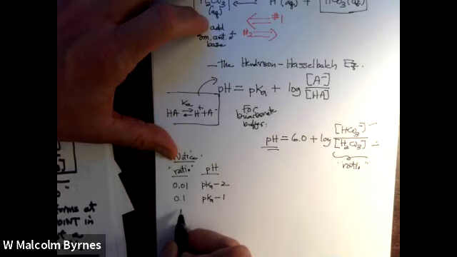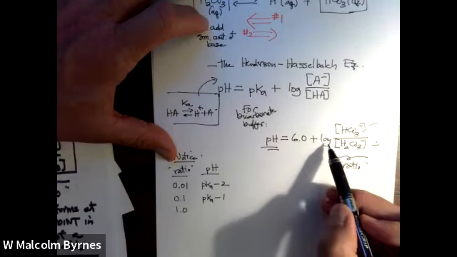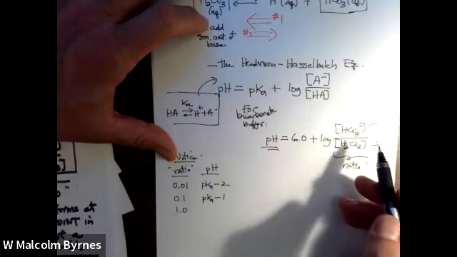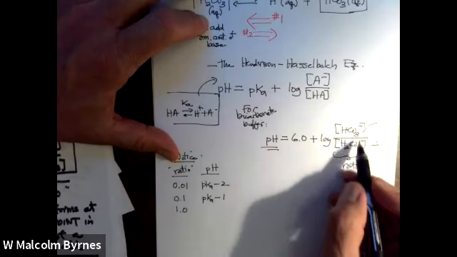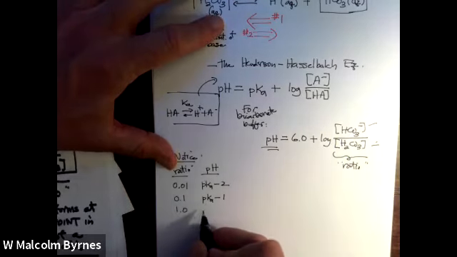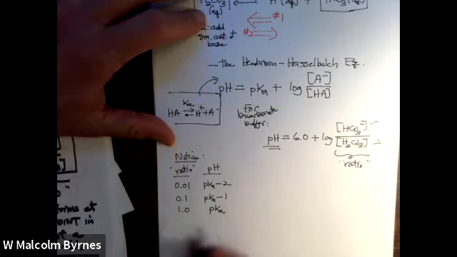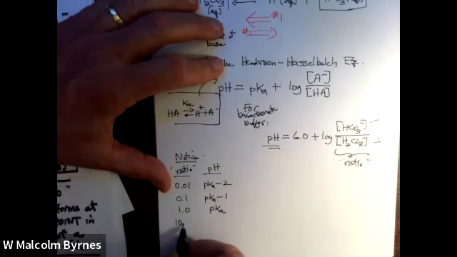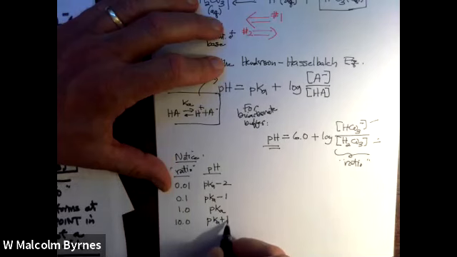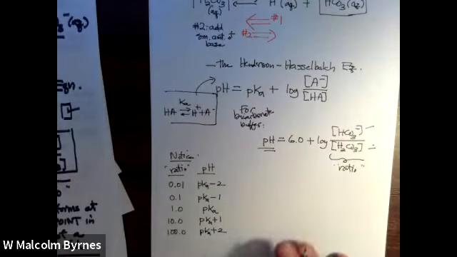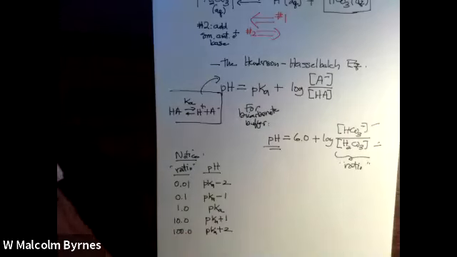Let's say you have a ratio of 1.0, equal amounts of these two. The log of 1 is 0. So when you have equal amounts of the conjugate base and its weak acid, the pH is just equal to the pKa value itself. And then extending that, when it's 10, you have a pH of pKa +1, and when it's 100, the pH is pKa +2. So that's some general guidelines that we can look at.